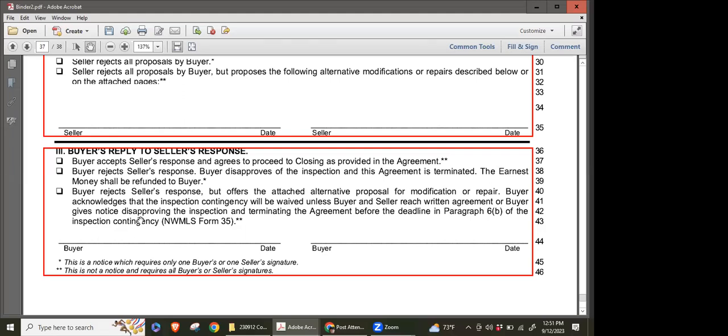It's not complete. Which reminds me, if you ever have issues with other brokers from other firms, say, I'm really sorry. My compliance queen is a B. Blame it on me. I don't care.